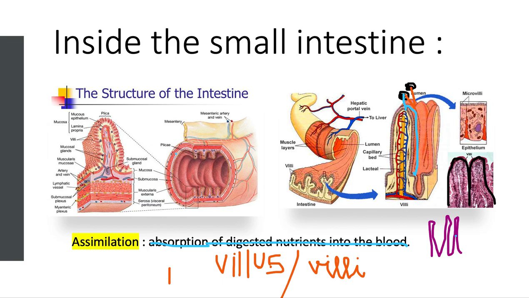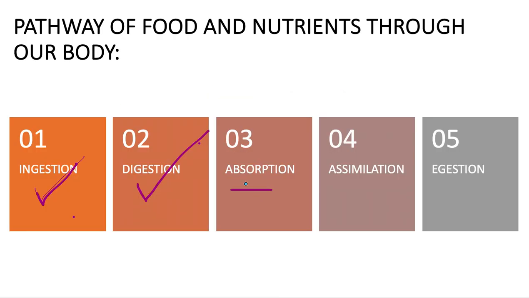So once the nutrients are absorbed by the small intestine, the blood carries them to different parts of the body. The usage of these digested nutrients by different parts of the body is known as assimilation. So now let's go back to our previous slide and tick this part and this part off, because we're done with absorption and assimilation.